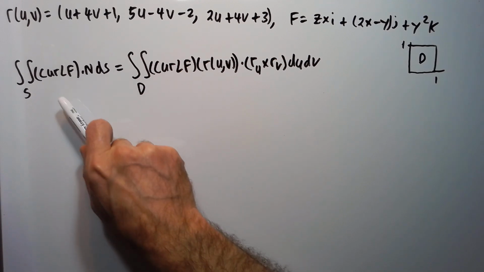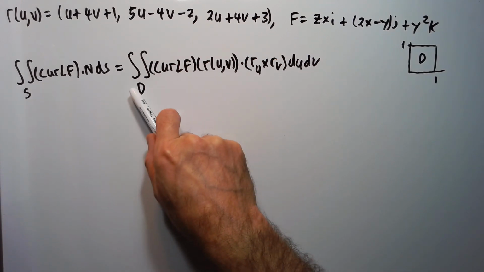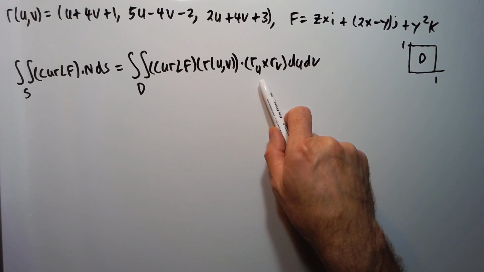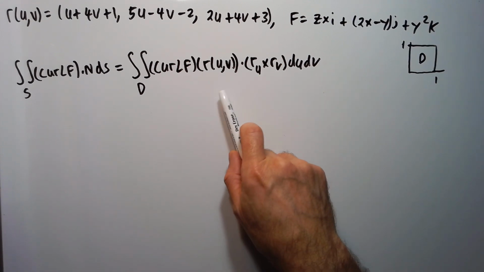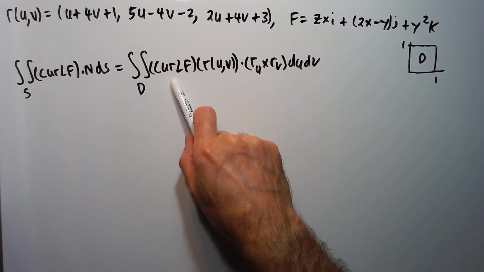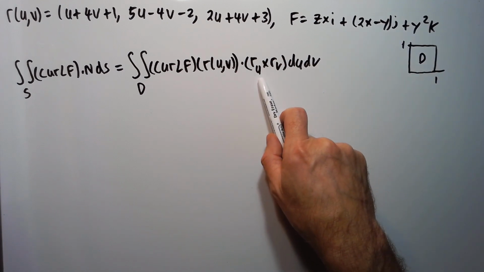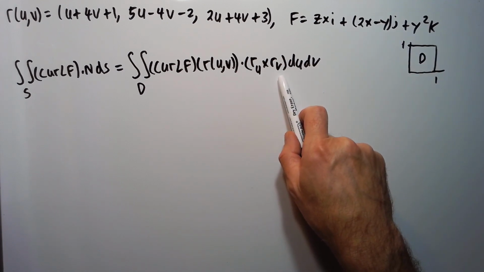So to find the flux of the curl of F across S, we'll be using this formula we developed in 15.6. This formula requires us to find RU cross RV and also the curl of F. We need to find that out also. My F is up here. So let's work on the RU cross RV first.